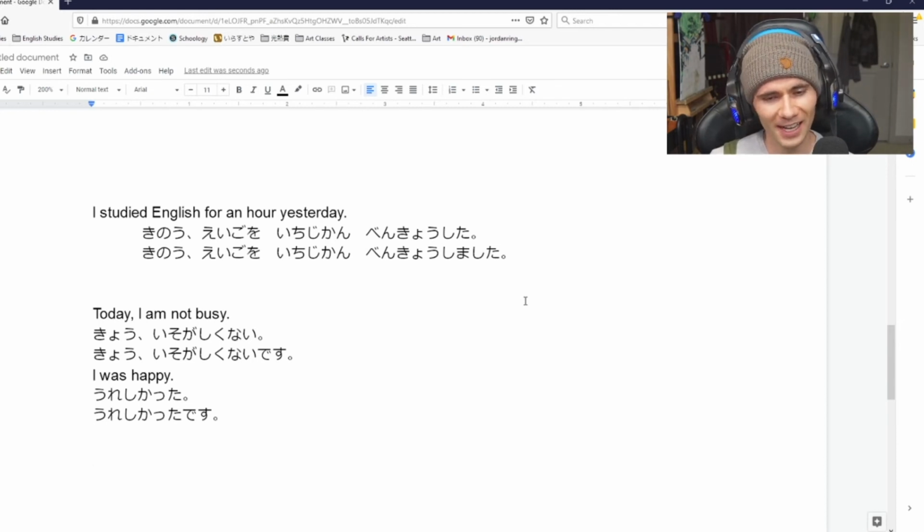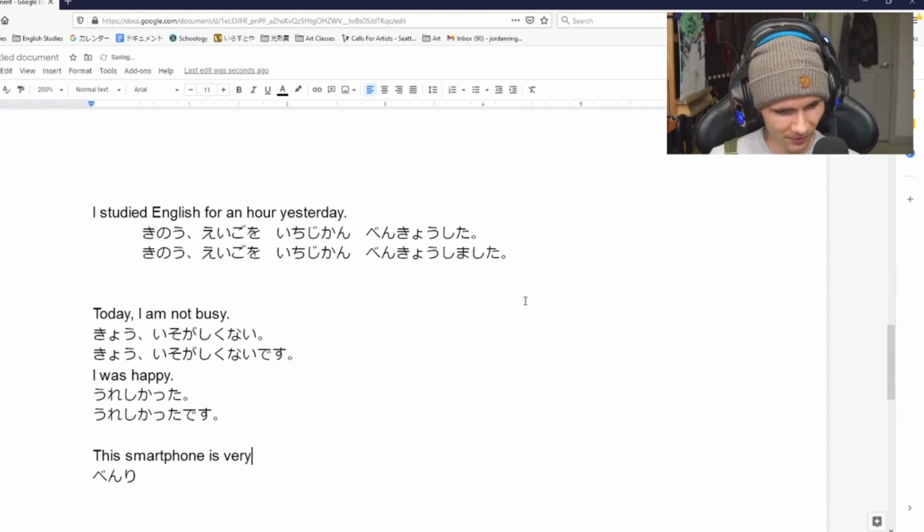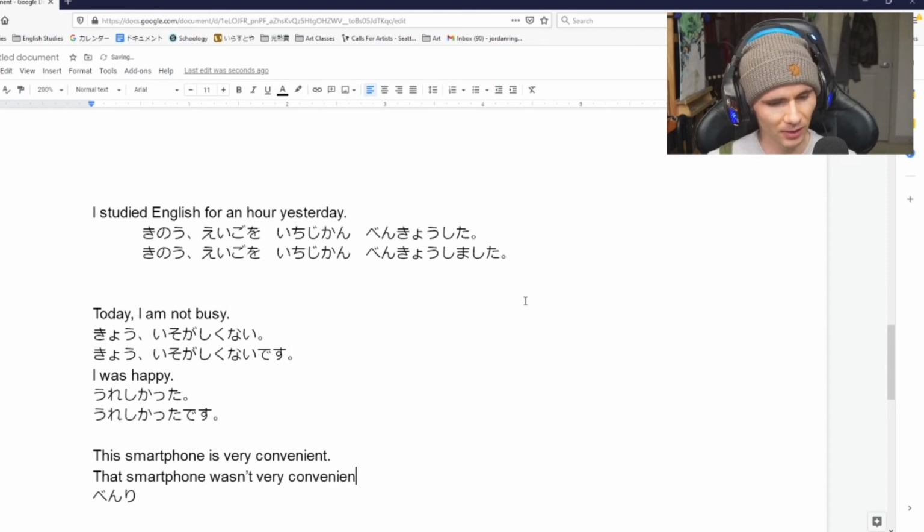So let's use the not adjective. I was using handsome earlier, so instead let's use convenient, which is bendy. We'll use this in present tense affirmative and negative past. So that would then be, is convenient, like let's say this smartphone is very convenient. And then that smartphone wasn't very convenient.